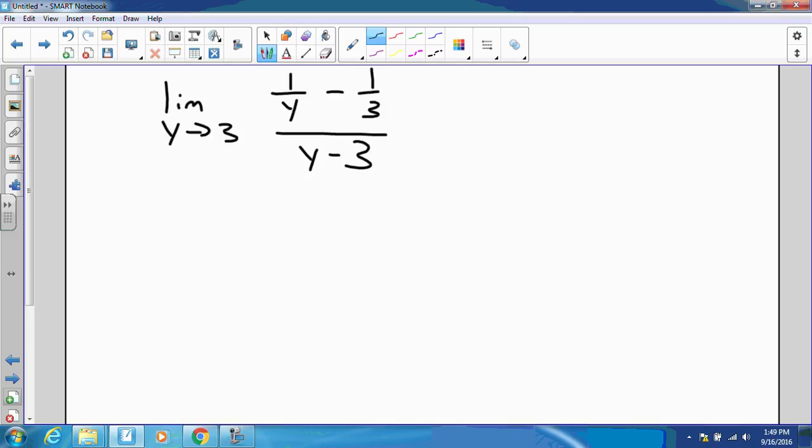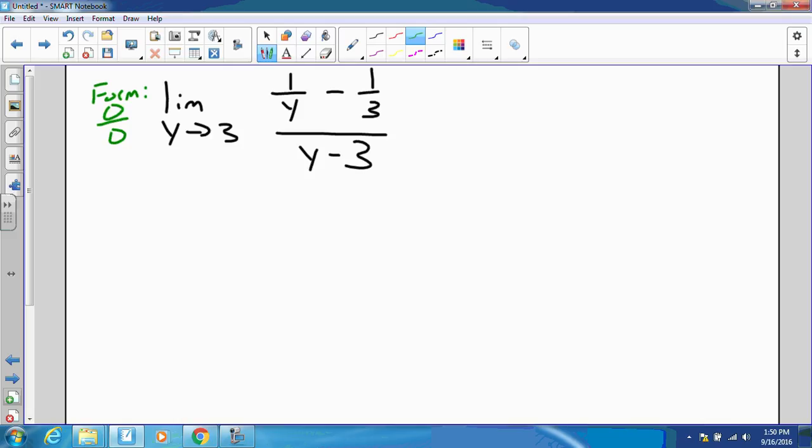The next one here, the limit as y goes to 3 of 1 over y minus 1 over 3 over y minus 3. First, I'm going to begin by checking the form, and when I plug in y equals 3 here, I get 1/3 minus 1/3 is 0, and on the bottom, 0 also. We knew that was that. I observe that in the top here I have a compound fraction. 1 over y minus 1 over 3 all over y minus 3. And so we want to deal with that in some way.